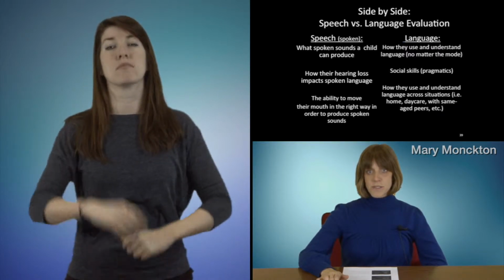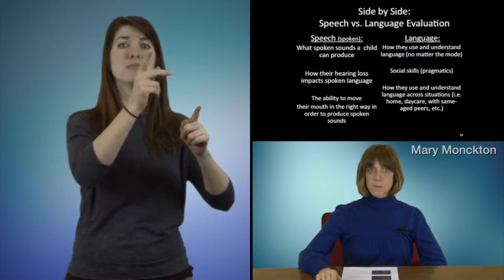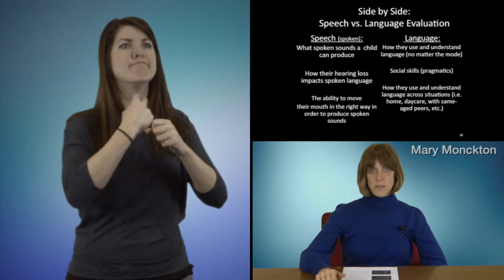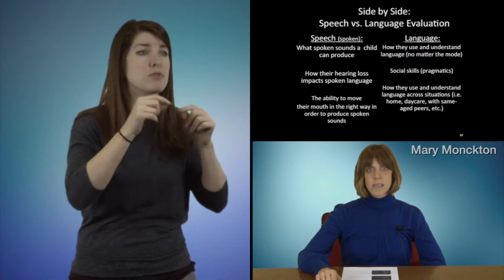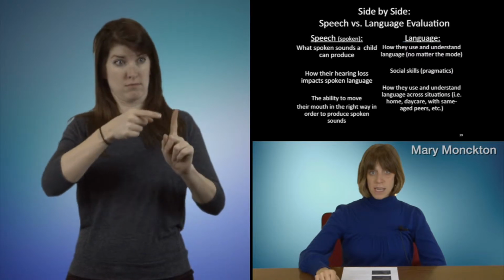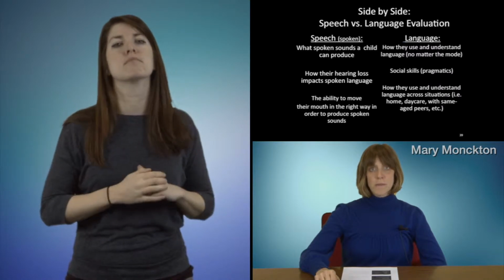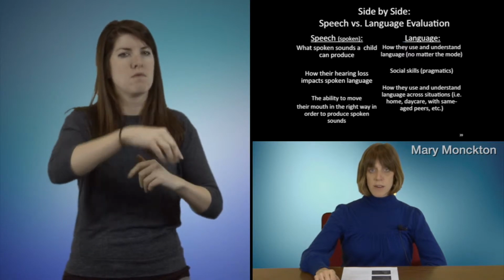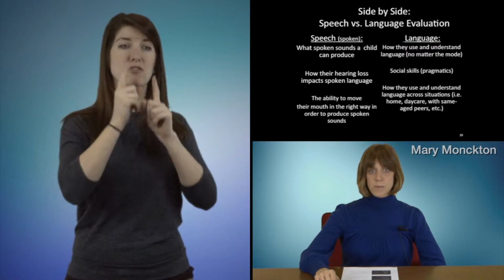There is a difference between speech versus language. You will hear these terms a lot, and what speech refers to is the actual spoken language. What spoken sounds a child can produce. This is no matter the language, so it could be spoken for English, for Chinese, for Japanese. In addition to this, how their hearing loss impacts their spoken language is related to specific speech. Also, motor coordination and motor movements of the mouth are involved when we talk about speech, specifically how you articulate sounds, and the ability for a child to move their mouth in the right way in order to produce spoken sounds.